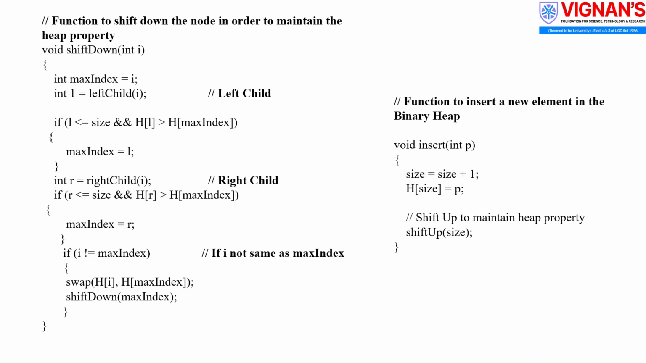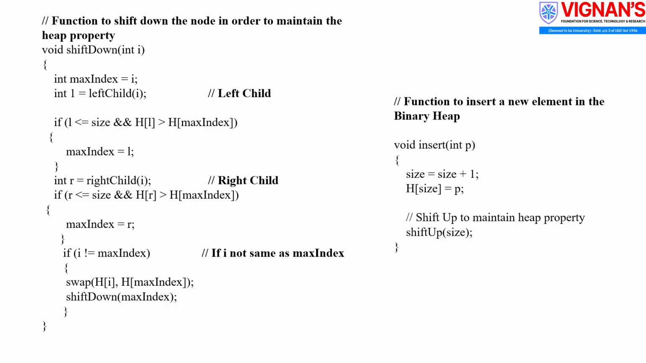This part of the program defines two important functions, shift_down and insert, which are used to maintain a max binary heap. First, the function shift_down is used to restore the heap property when a node may be smaller than its children. The function starts by assuming the current index I is the largest. It then finds the index of the left child and compares its value with the current node. If the left child exists and has a larger value, the maximum index is updated to the left child.